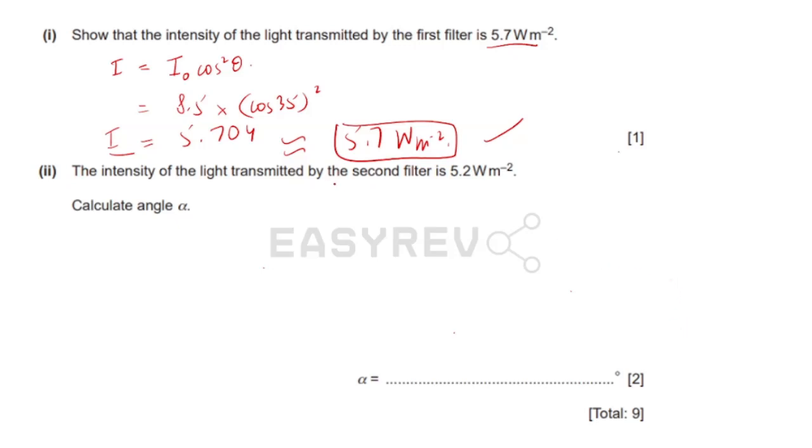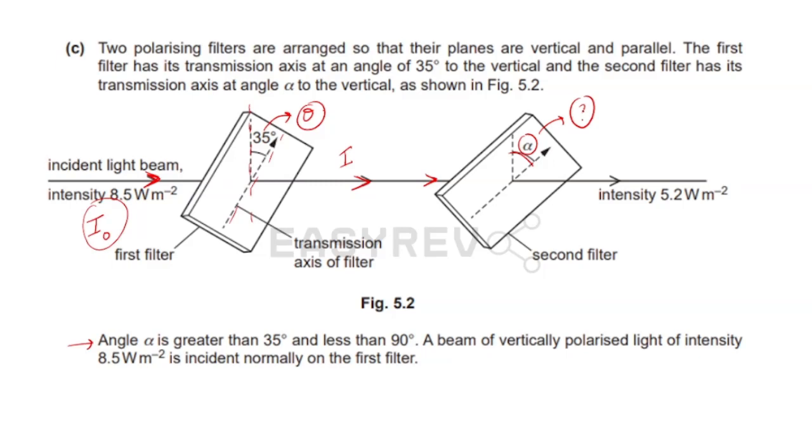The intensity of the light transmitted by the second filter is 5.2 watt per meter square. Calculate angle alpha. Now if you go back here, to calculate this unknown angle alpha, we have to first understand how the light itself has been polarized and in what direction after every filter it passes through. Firstly, it was entering in a vertically polarized manner. So let's draw that arrow with a different color. Let's draw it with purple, like so. So that was the vertically polarized light at the beginning.